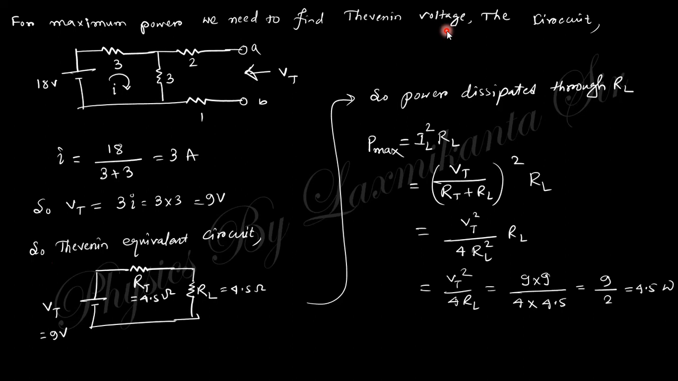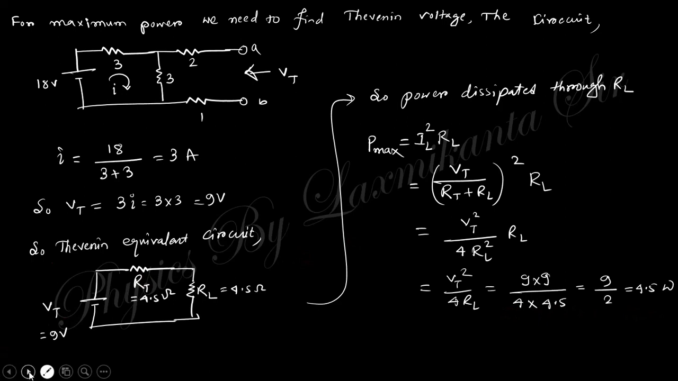If you want to find the maximum power, you need to know the Thevenin voltage. What is the Thevenin voltage across this point? There is no current flowing to this one. The current flows out to this loop. So I is nothing but 18 by 3 plus 3, which is 3. So 3 into 3 is the voltage, that is the Thevenin voltage. So the Thevenin equivalent circuit is 9 volt, and this is 4.5, and these two are equal for maximum power transfer. So P max is nothing but I square R. I is nothing but voltage by total resistance, and these two are equal. So finally you get this one.